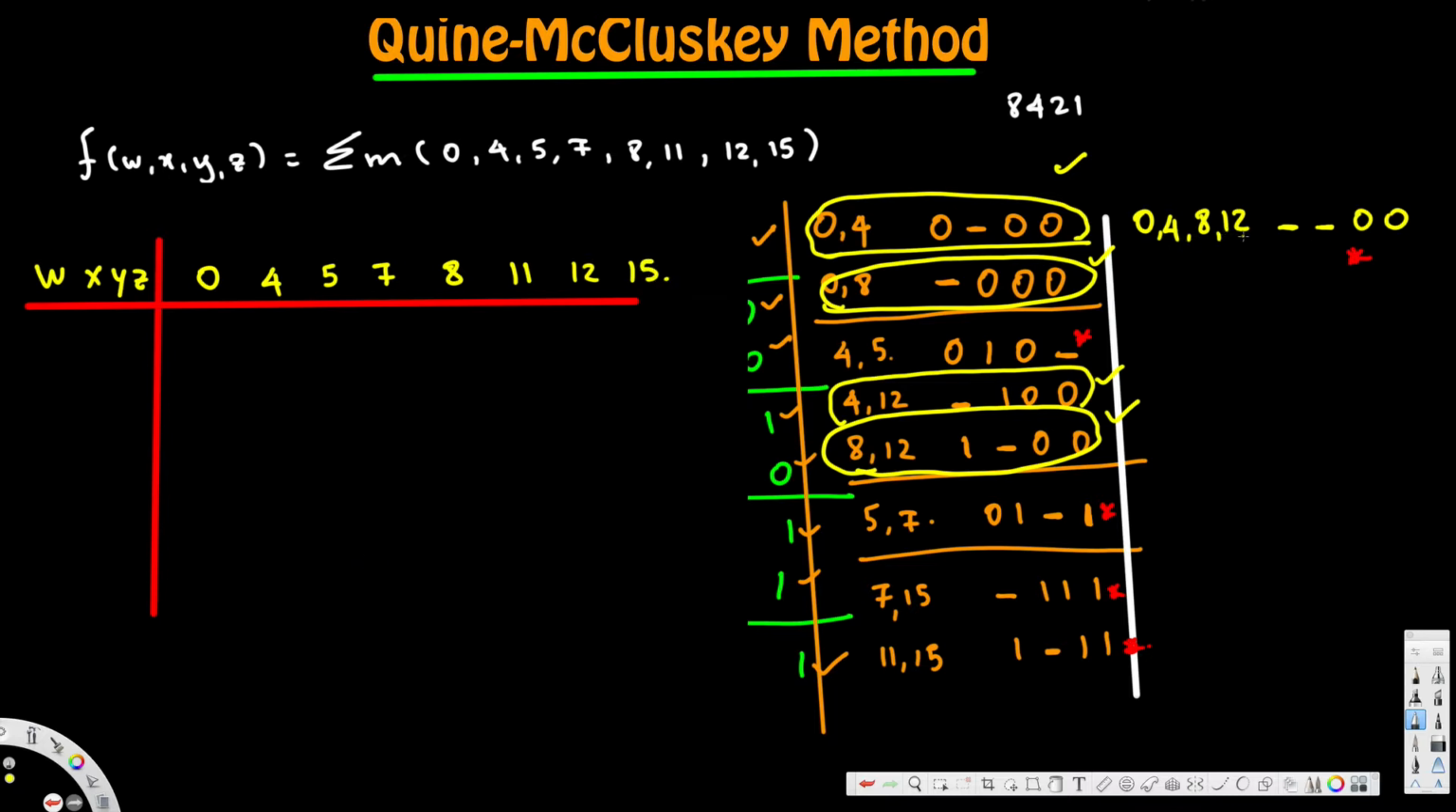Now let's look at the first expression. 0 4 8 12, we have this one, right? So 0 4 8 12 is what we have. For 0 4 8 12, we have dash dash 0 0. So this is the only thing. Dash dash means we don't have to worry about this one, but when we look at this one, we have to think about it in terms of W X Y Z.